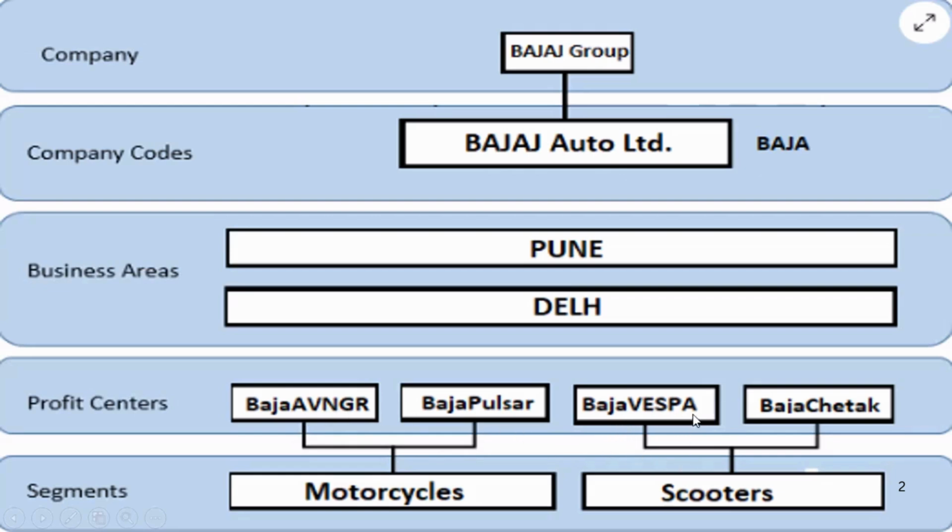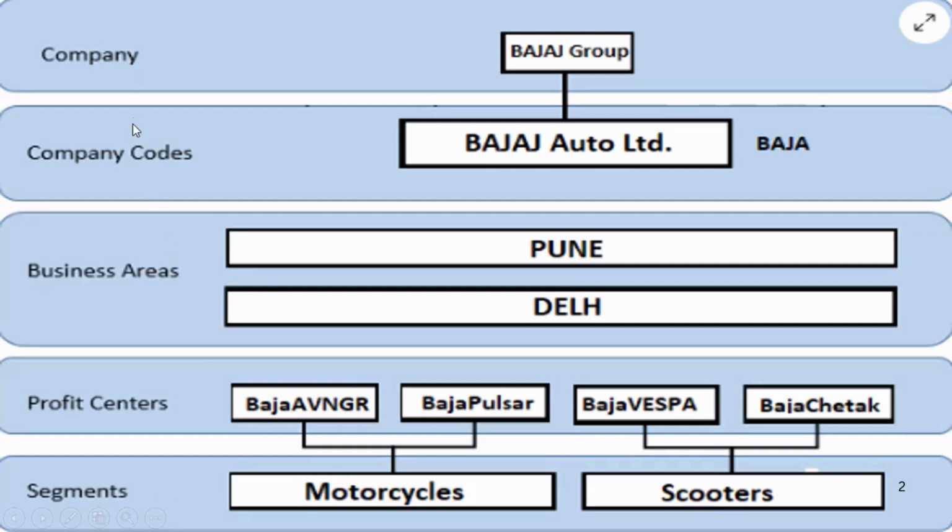They have scooters, such as Bajaj Vespa. This is how they divide the profit centers, and then they have the segments: these are gear motorbikes, and these are the scooters. So they divide the segments. When we do configuration, at that time you have to know this. You'll understand better if you try to understand this model.